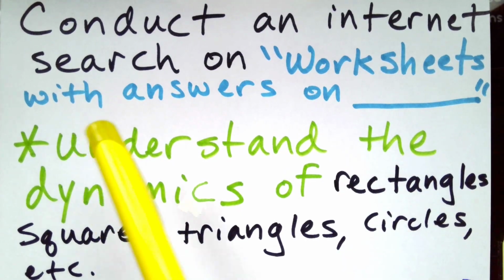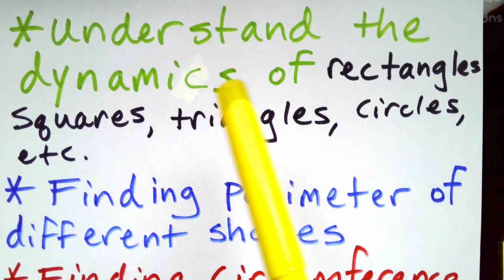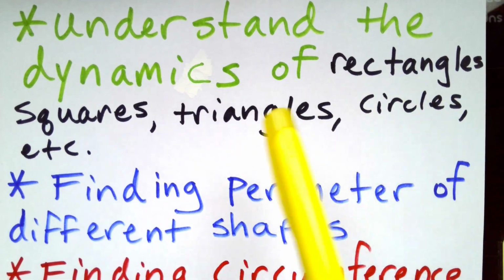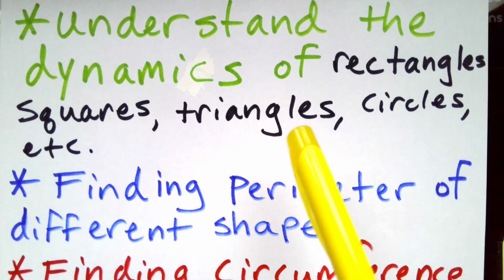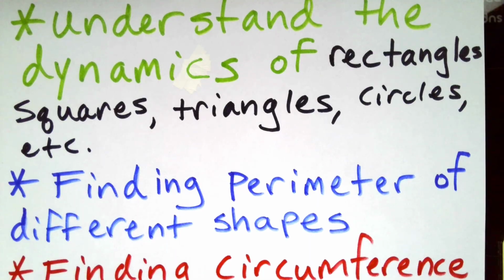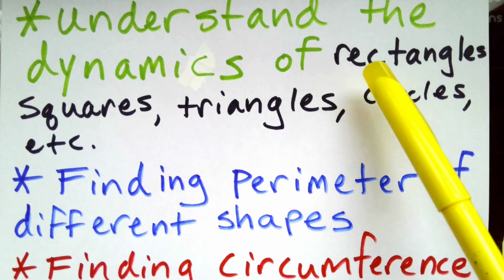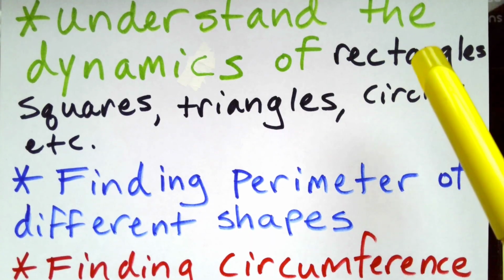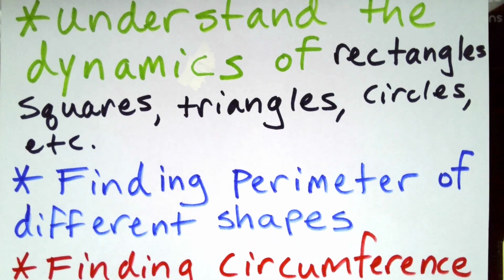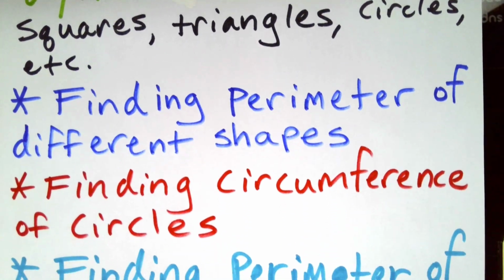So again, worksheets with answers on understanding the dynamics of rectangles, squares, triangles, circles, etc. Those are the shapes that you work with in mathematics, right? You want to understand all the dynamics. For example, rectangles, opposite sides are equal, right? You want to understand that. And of course, squares, all sides are equal in a square.